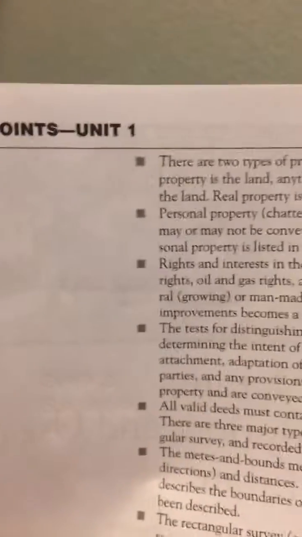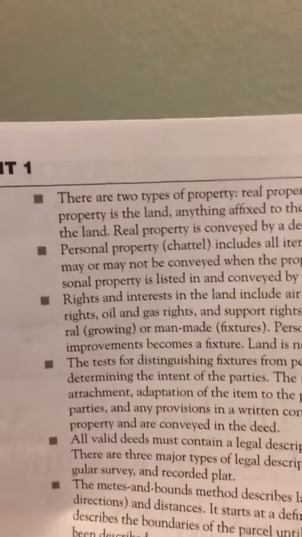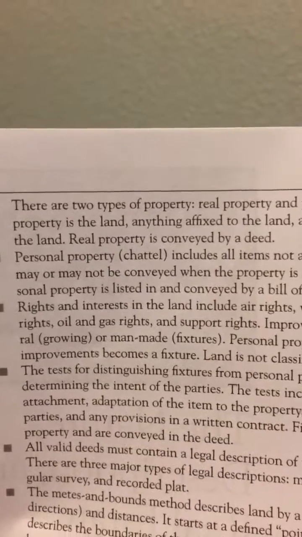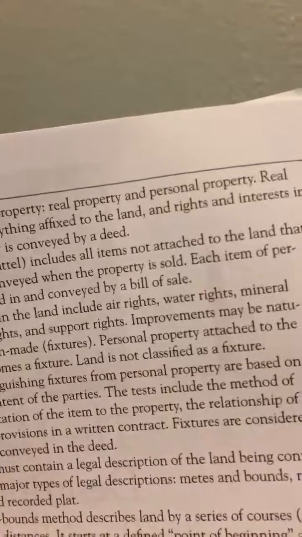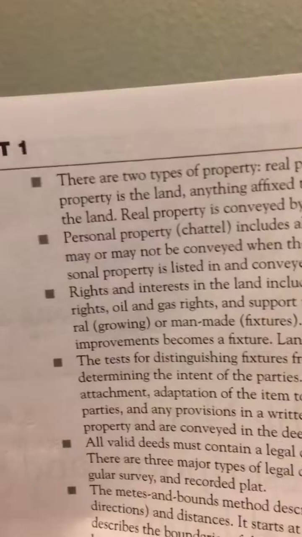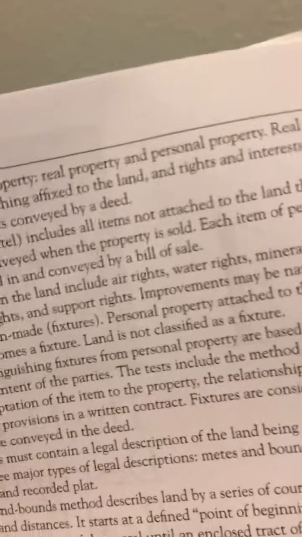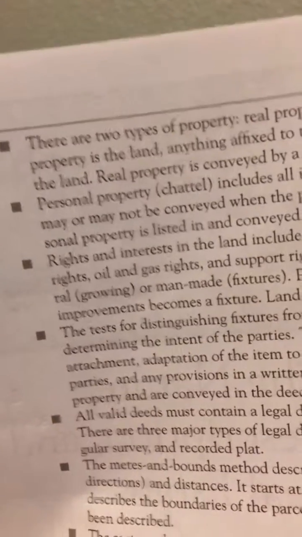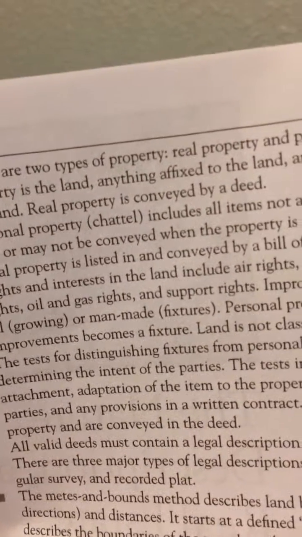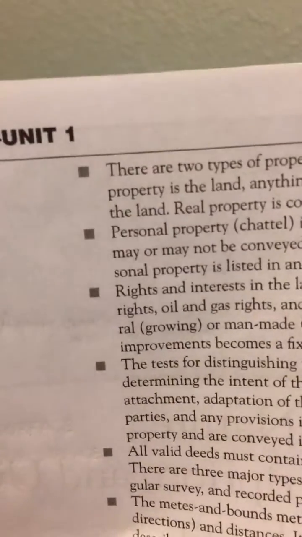Page 2, key points, Unit 1. There are two types of property, real property and personal property. Real property is the land, anything affixed to the land, and rights and interests in the land. Real property is conveyed by a deed.